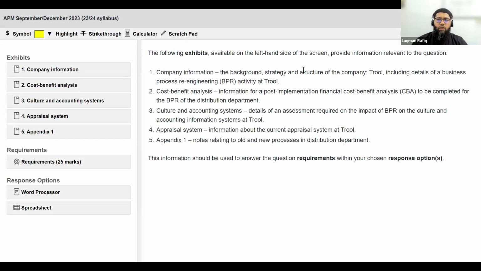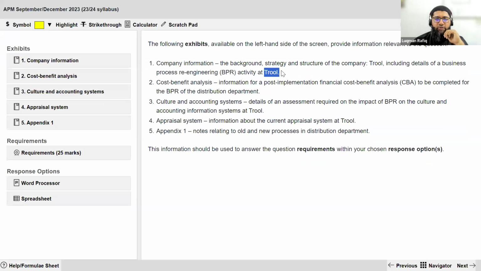Okay, let's see. The first question that I'm going to start off is question number two. This question number two is about the company, the name of which is Trool. Let's just start discussing what exactly is there in the Trool. So let's try to understand.